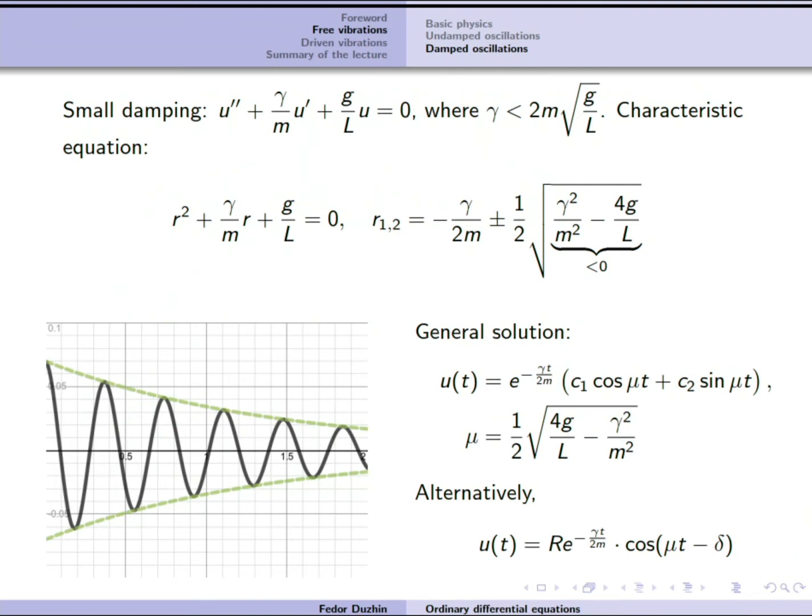So if you try to plot the function u of t versus t, let me just again say that this axis is u, and this axis is t, and these two curves here, they are plus and minus e to the minus gamma t over 2m.